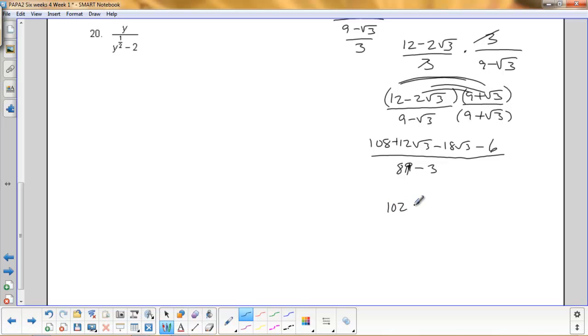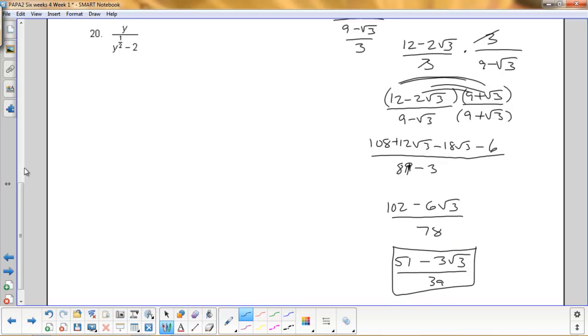All right, combine your like terms and you get 108 minus 6, which is going to be 102, minus 6 times the square root of 3, divided by 78. Our common factor in these three terms is going to reduce this to 51 minus 3 square roots of 3 over 39. Whew. That one was fun.